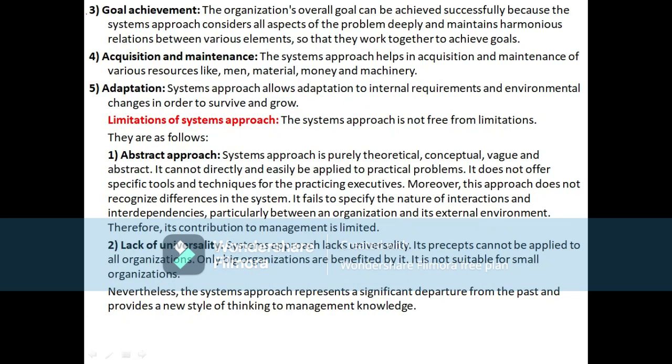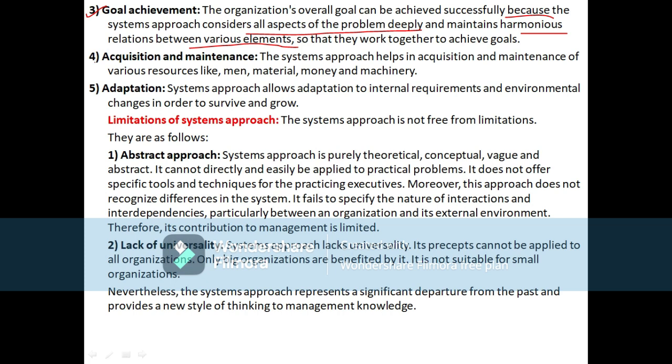Then goal achievement, this is the third aspect. The organization's overall goal can be achieved successfully because the systems approach considers all aspects of the problem deeply and maintains harmonious relations between various elements. Why? Because all of them work together, all of them integrate, then they will work on that problem. They sit together and try to resolve the problem deeply.